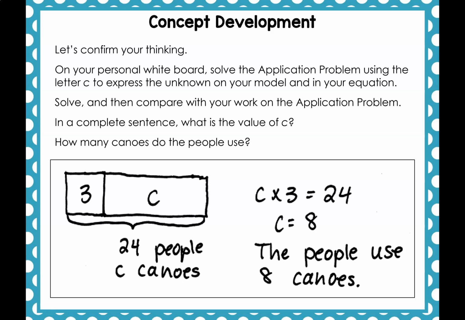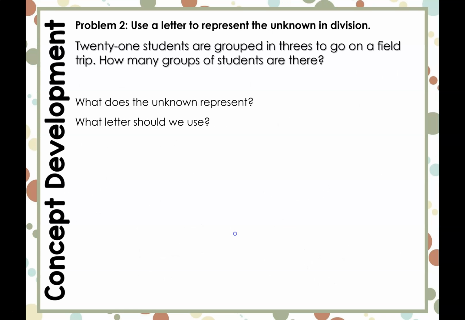Okay, so all they're saying here is, what if we changed the question mark symbol? Would that affect the problem at all? No, so all they're saying here is, what if we change the question mark to the letter C for canoes? Okay, the problem would still be the exact same, but instead of a question mark, we would use C. So we're going to continue thinking about using letters in our problems when we're trying to find an unknown.